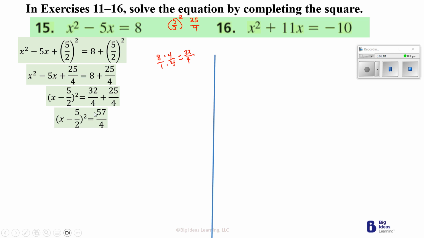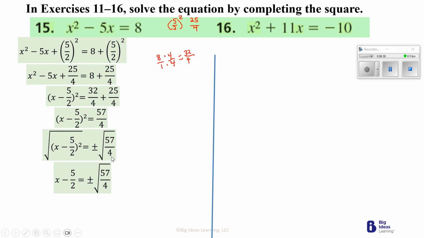And now we're going to take the square root of both sides. This will leave us with x minus 5 over 2, and on the other side the square root of 57 over 4, plus or minus. So now we have x minus 5 over 2 equals plus or minus the square root of 57 over 4. Now we're going to add 5 over 2 to both sides to isolate my variable. And this will give me 5 over 2 plus or minus the square root of 57 over 4.